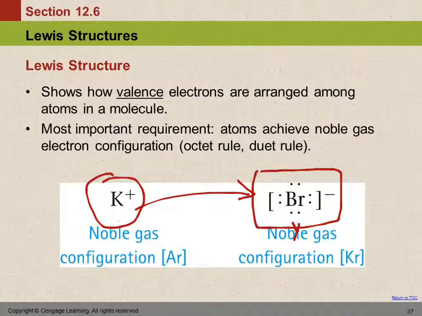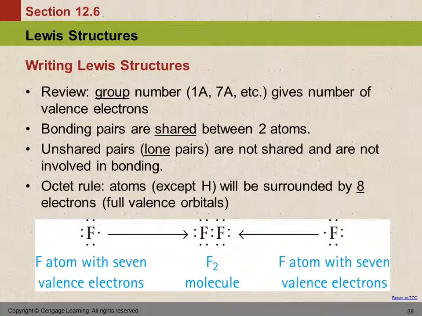So they're all trying to be like the noble gases. And so they're going to either transfer electrons or, as we'll see, they will share electrons to become like the noble gases. So the group number gives us the number of valence electrons. That example was one of an ionic compound. That's a transfer of electrons, which we mentioned before, that ionic bonds are a transfer of electrons. Covalent bonds are sharing.